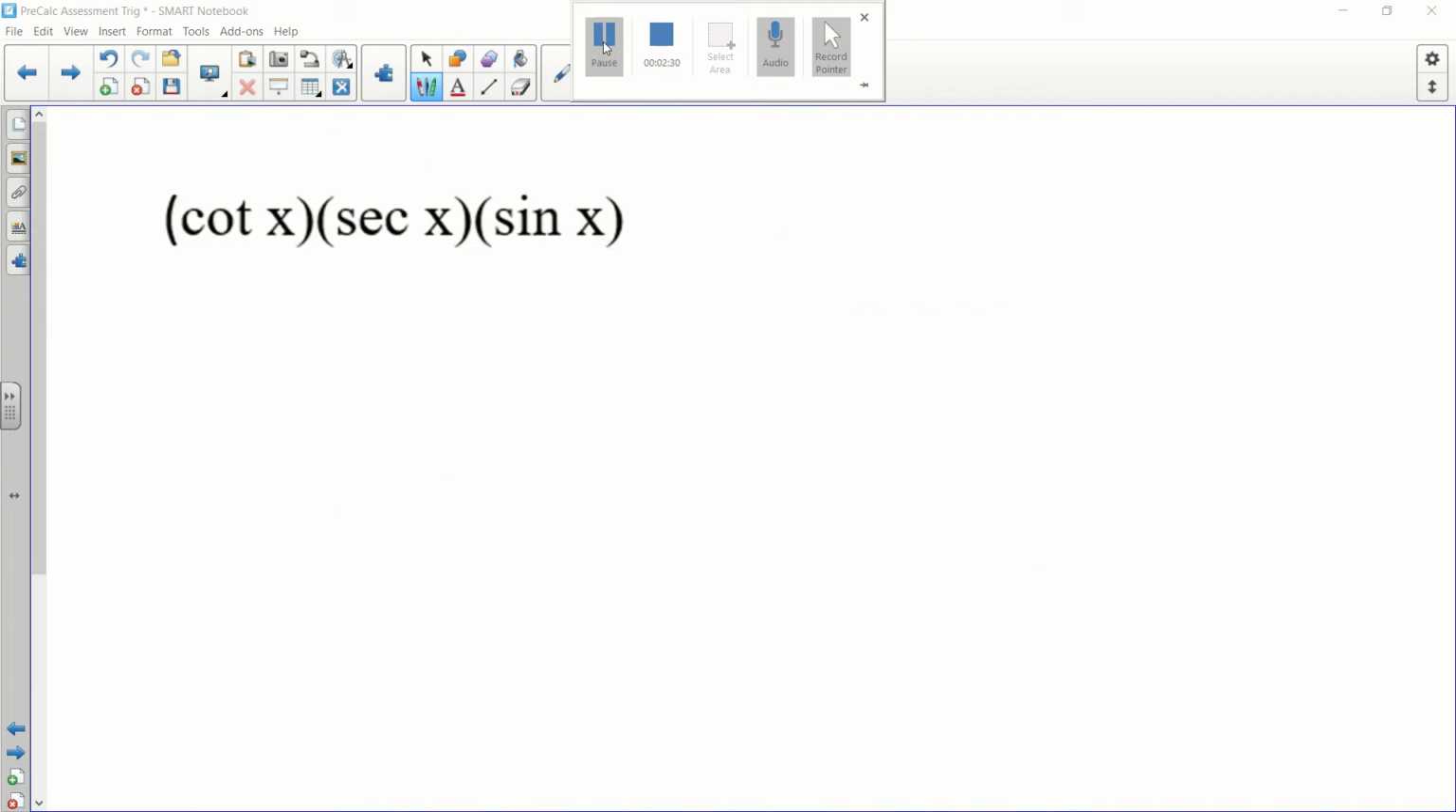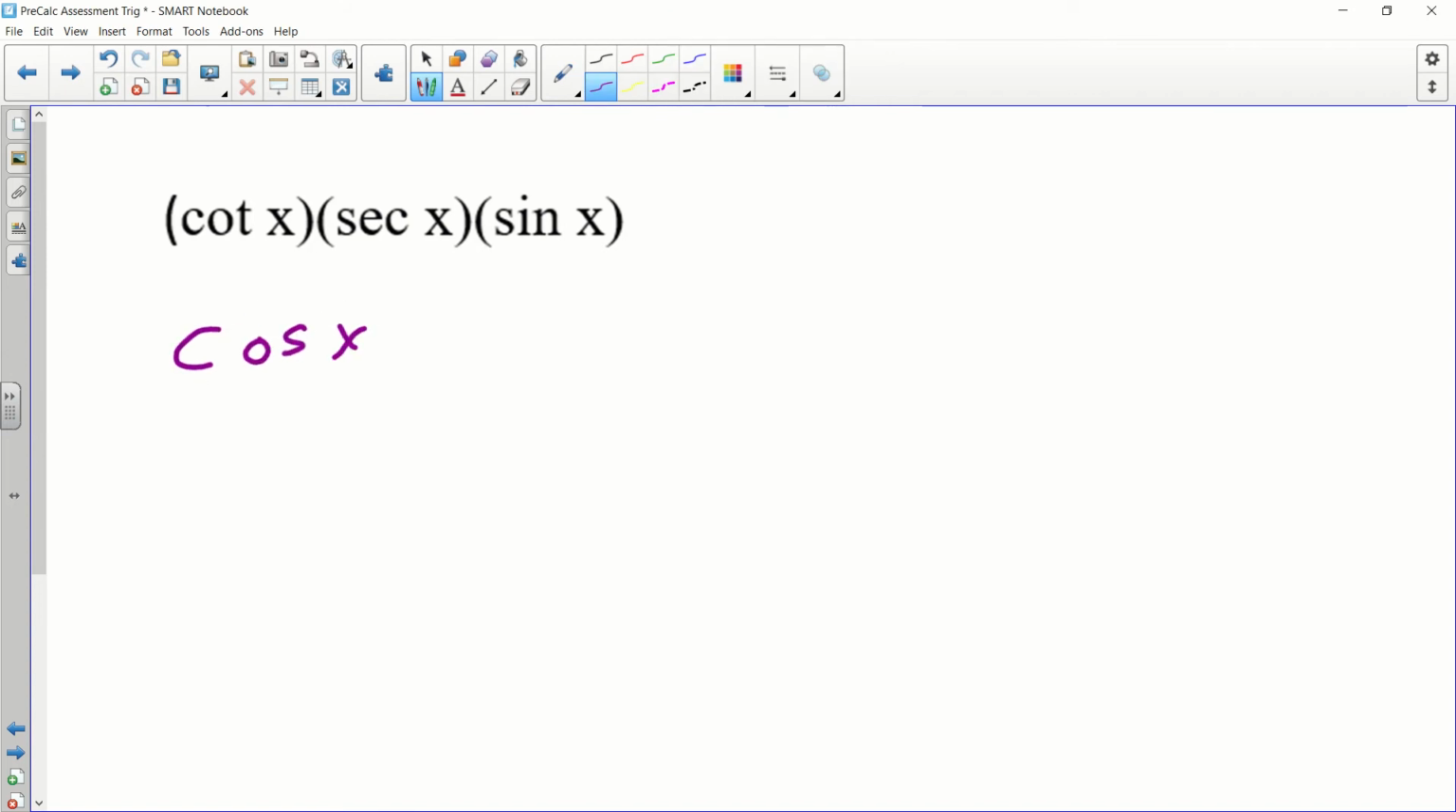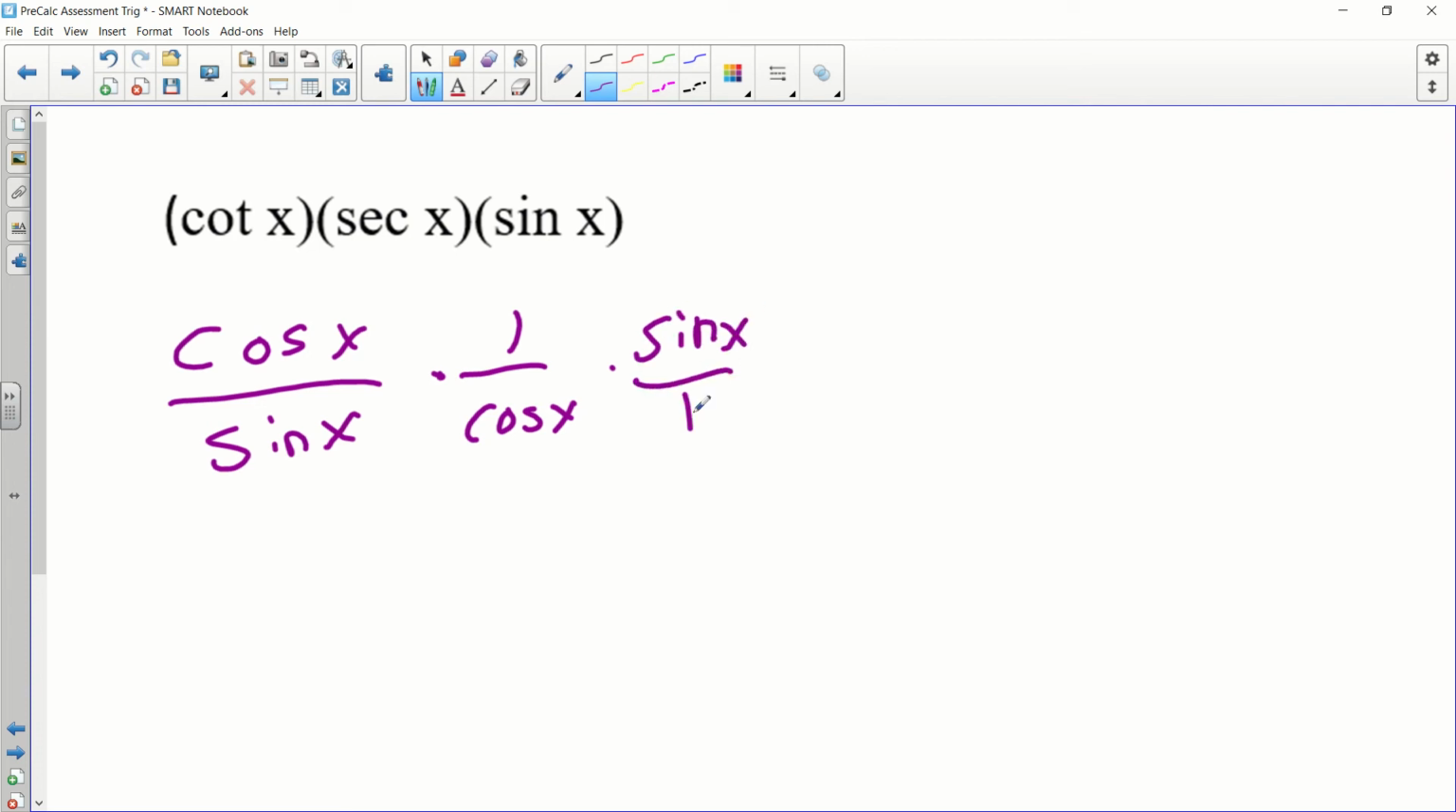Moving on to problem 2. Cotangent I can change to the cosine of x over the sine of x. Secant is equivalent to 1 over the cosine of x. And the sine of x is already in terms of sine. So I have a denominator sine and a numerator sine, a denominator cosine and a numerator cosine. So I have 1 over 1, which is equivalent to 1. And that is our final solution.